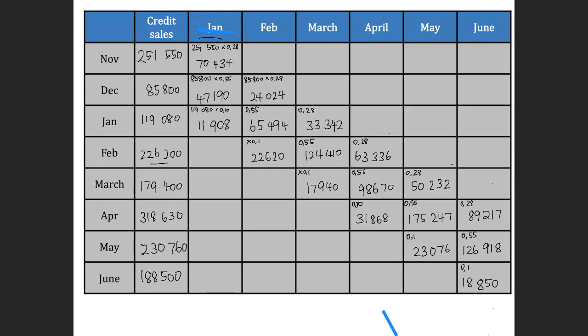So most of the time they do ask you for a total as well. So let's include a total column, a total row here at the bottom. So it's going to be for every month up until June. So for the first month, it's 129,532.